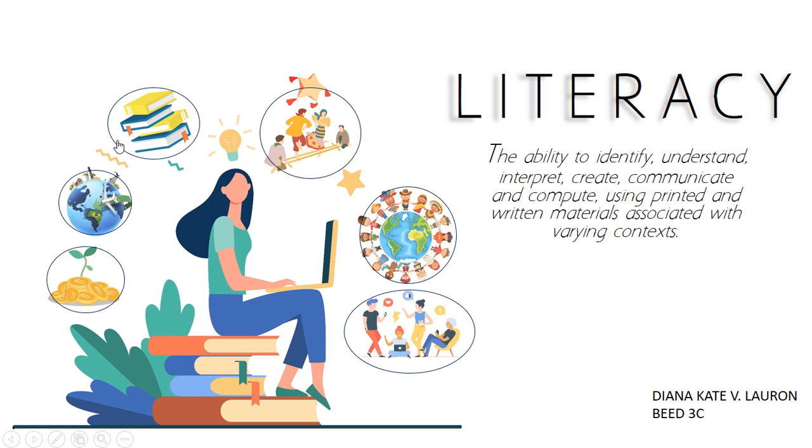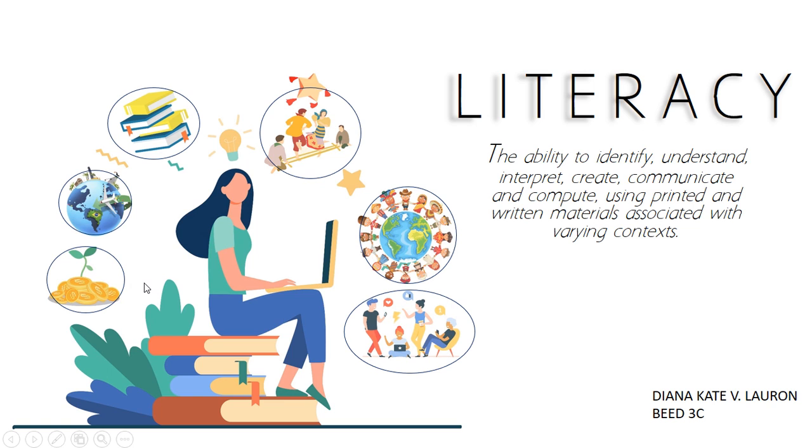So each one of these icons represents one type of literacy, namely financial literacy, global literacy or globalization, traditional literacy, cultural literacy, multicultural literacy, and social literacy. Now, if you click one of these icons, you will be directed to their specific mind map.